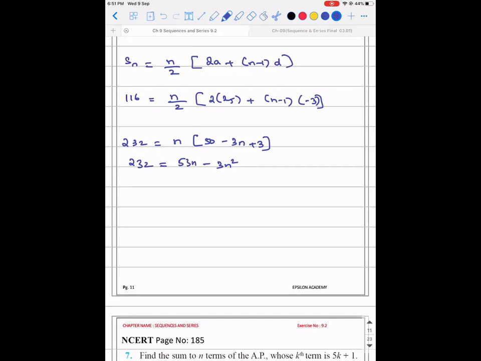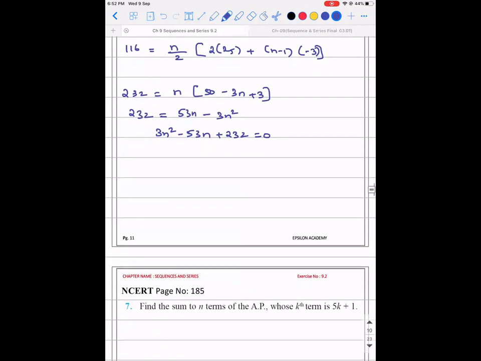So is there any common factor? Mithun, mute yourself. Yeah, Mithun, tell me. Sir, no, sir. I said no common factor, sir. Okay. So can you find the factors and tell me? Three n square. So 3 into 232 is 696. What are the factors of 696 in such a way that you will get the middle term as 53? What can we think of?